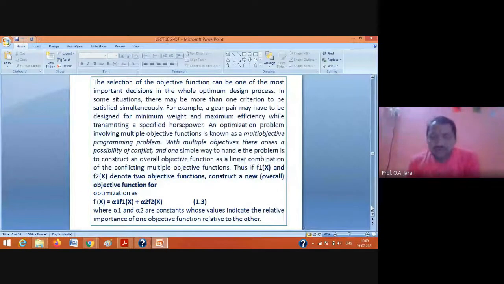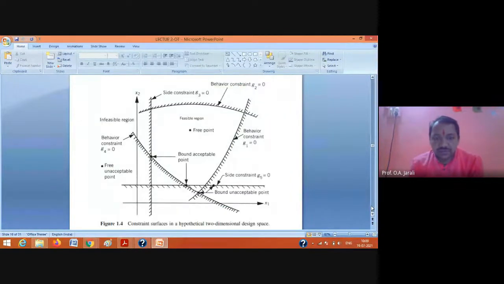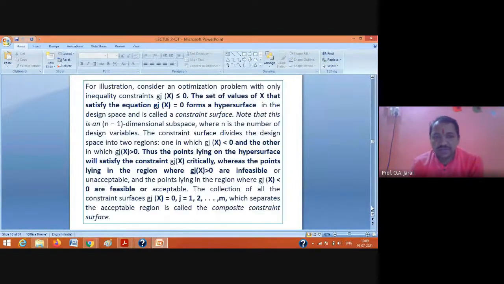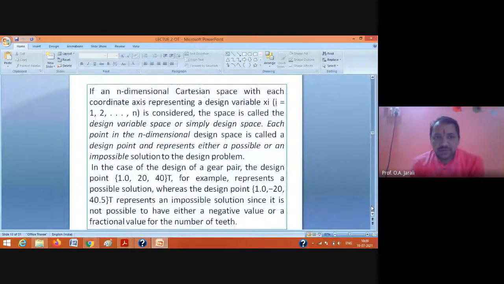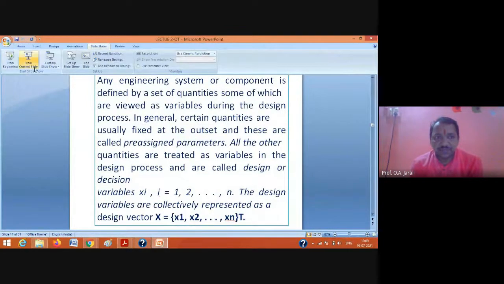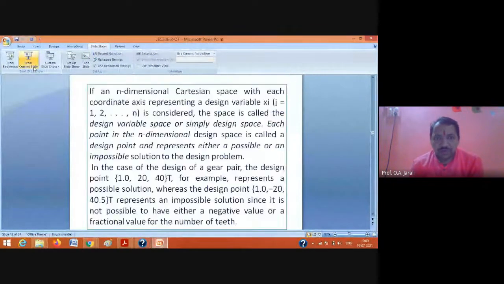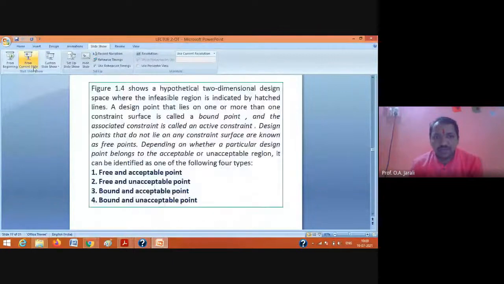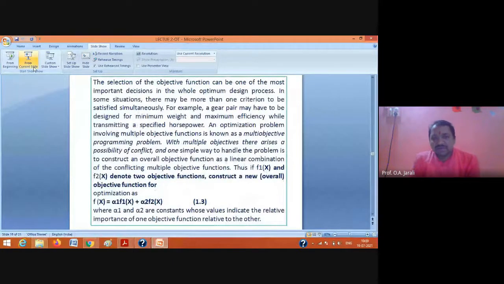So in the last lecture, we discussed what an objective function is and what the different components of an objective function are. Also, we discussed the constraint surface in two-dimensional design space. Many practical cases were discussed in the last lecture. So today we'll discuss the next part of the same section.